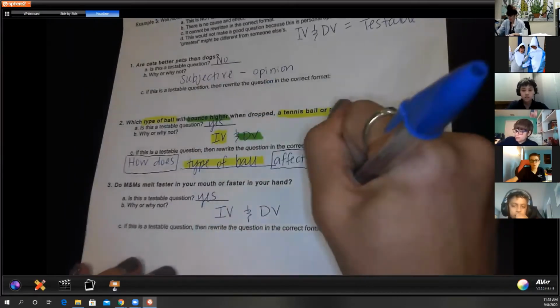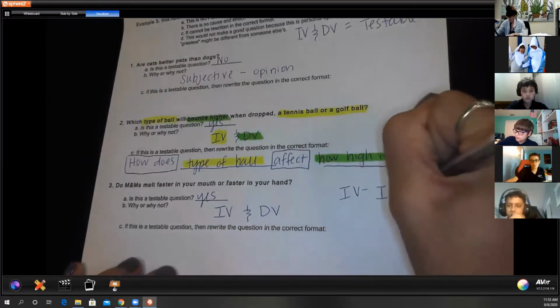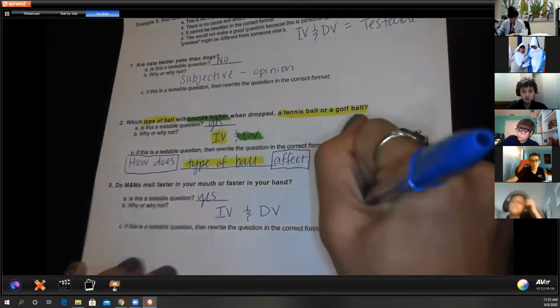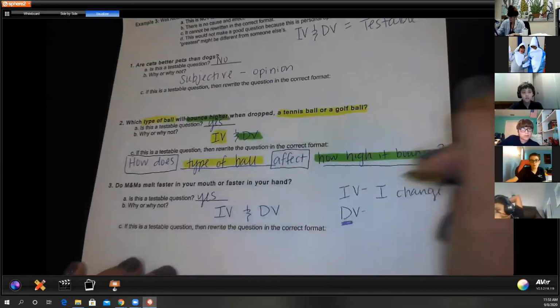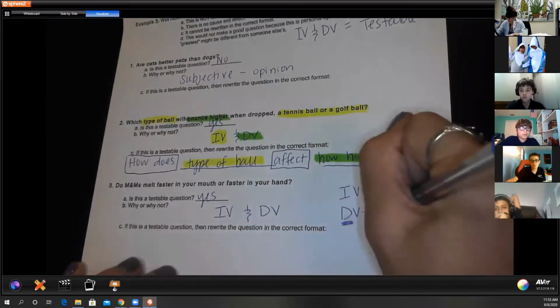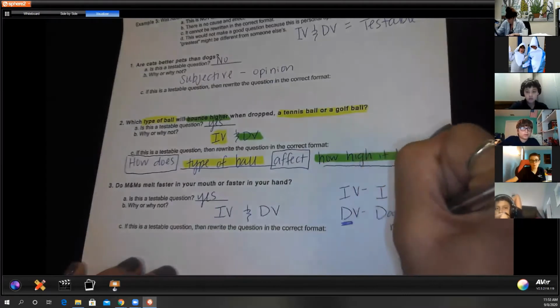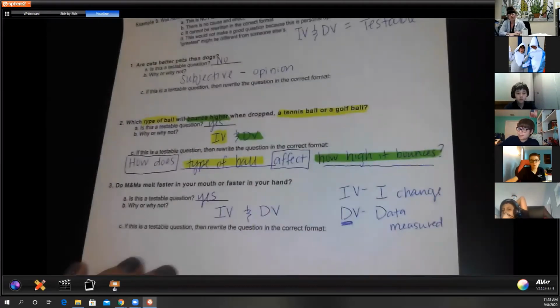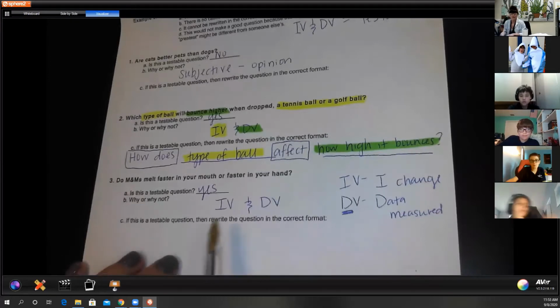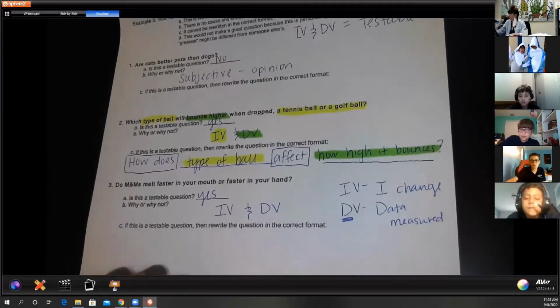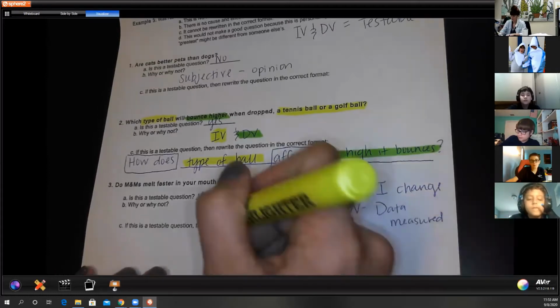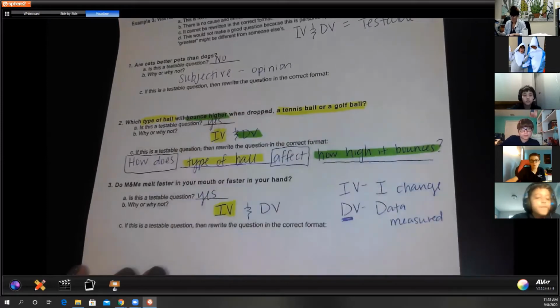Remember, our IV is what I change. My DV is what? What does the DV stand for? Data. The data that's measured. So because this is a testable question, that means we need to rewrite it in our format. So what is my independent variable then? Landry, is that something that's measured or something I control and I change? What am I changing on purpose?